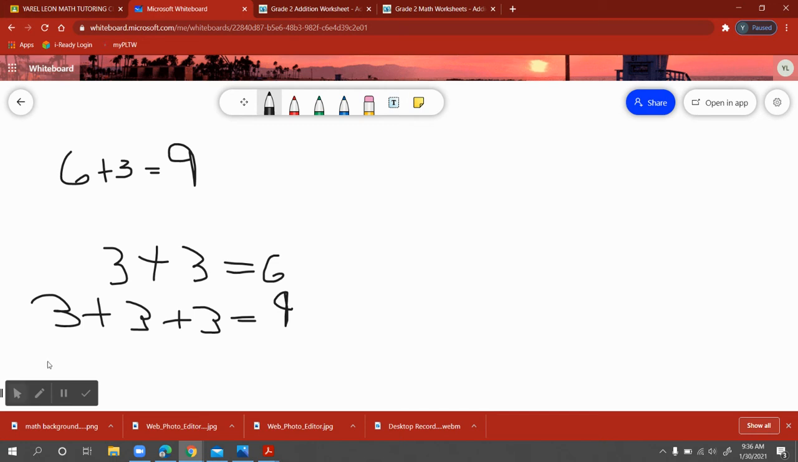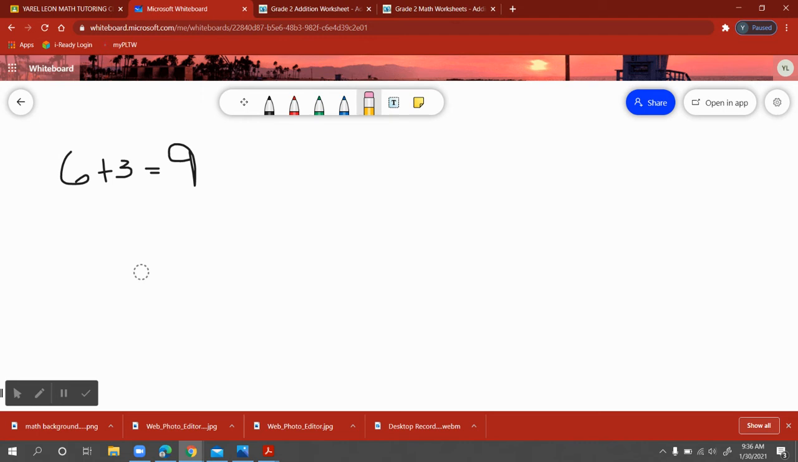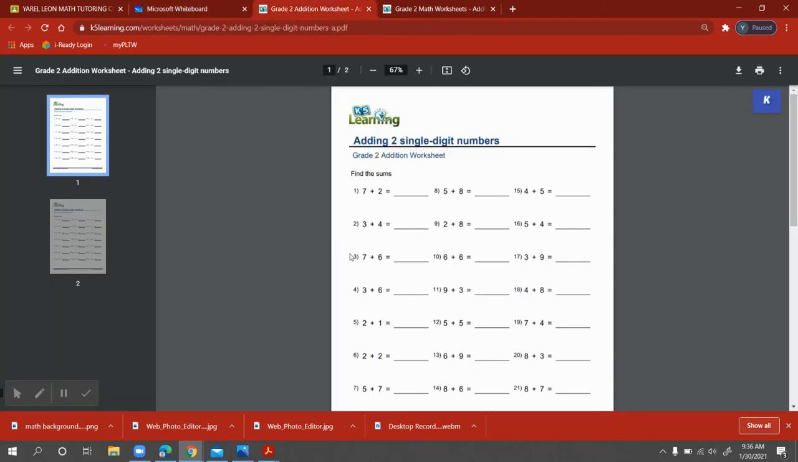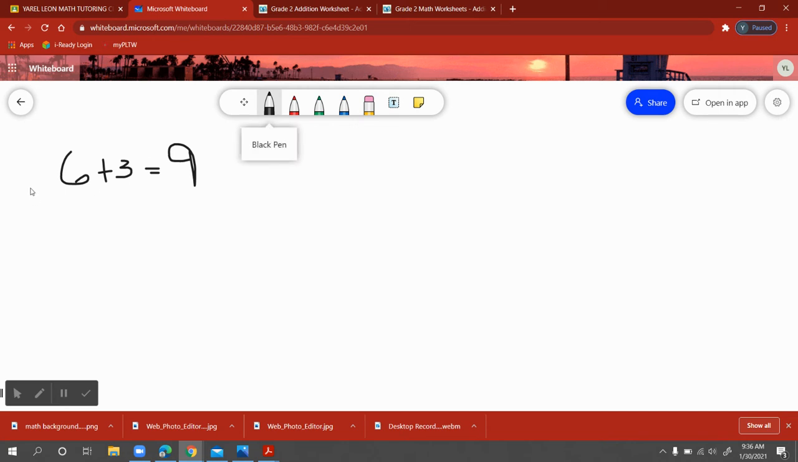And this is related to multiplication, which you'll learn much later. It's like 3 to the third power. Well, you'll learn that later in math. But now you need to know that the answer for number 4 is 9. Good check mark for you.